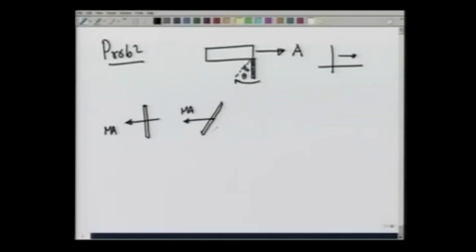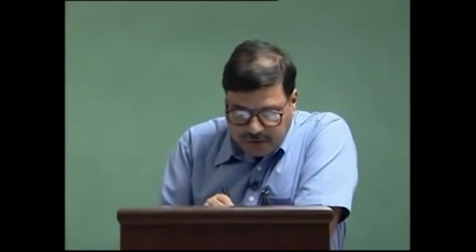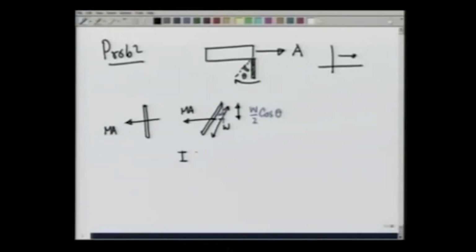If the width of the door is w, then the distance from the hinge to the force, if it has moved by an angle theta here, is w by 2 cosine of theta. And therefore, the equation of motion of the door in the accelerating frame is going to be I, where I is the moment of inertia of the door, theta double dot is equal to m a w over 2 cosine of theta.